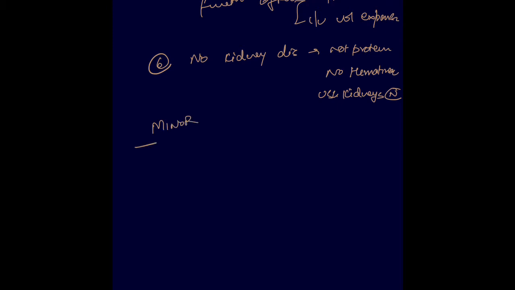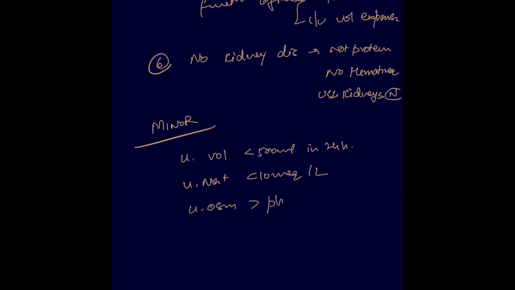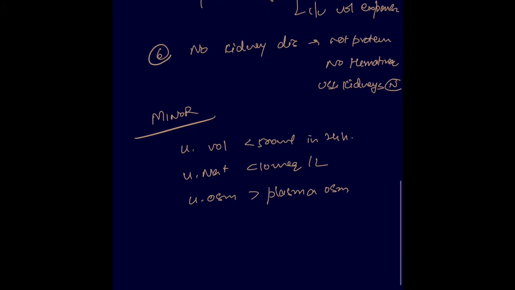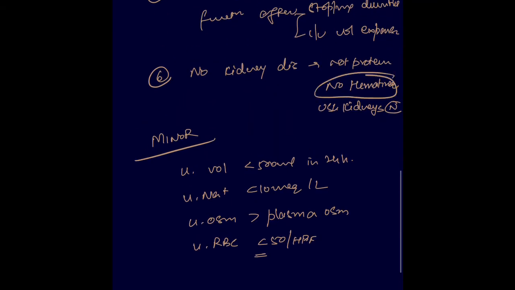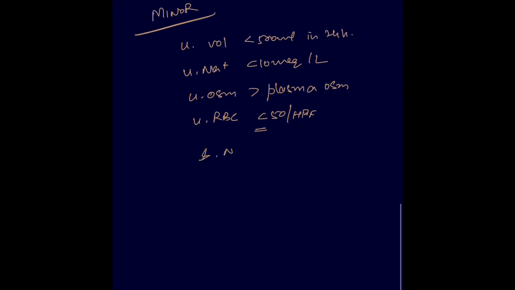Now, what are the minor criteria? Minor criteria is urine volume is less than 500 ml in 24 hours. Urine sodium is less than 10 millimoles per liter. Urine osmolarity is more than plasma osmolarity. That is, the urine is concentrated. Urine RBCs less than 50 per high power field. Remember, this is less than, because we studied that there should not be any hematuria. And serum sodium less than 130 millimoles per liter.